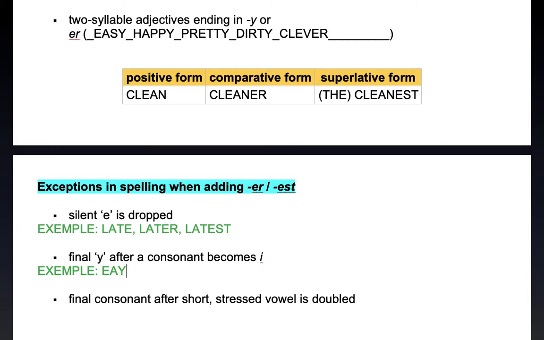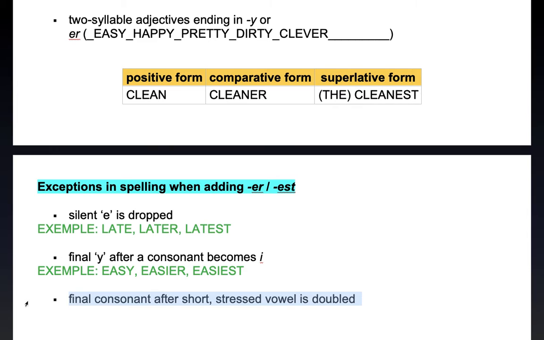For example, easy, fácil, más fácil que easier. So you change Y for I and then ER. And finally we have easiest. You change Y for I and then you add EST, and that's it. Very simple. And finally we have this exception. Final consonant after short stressed vowel is double.